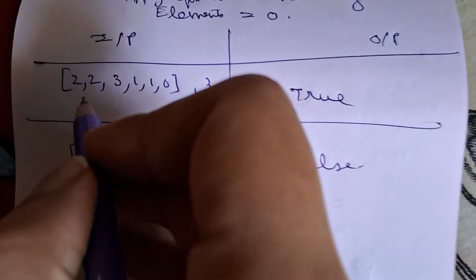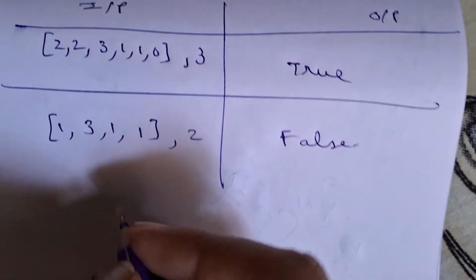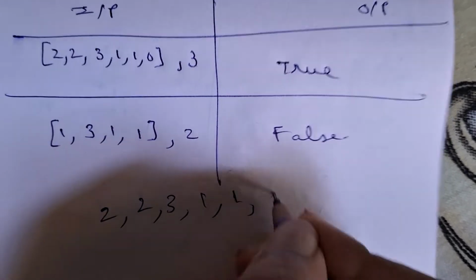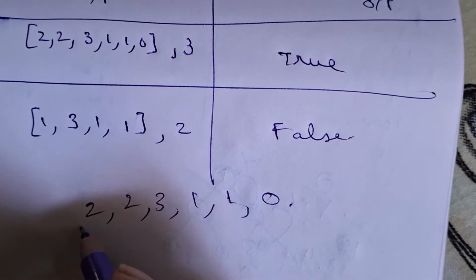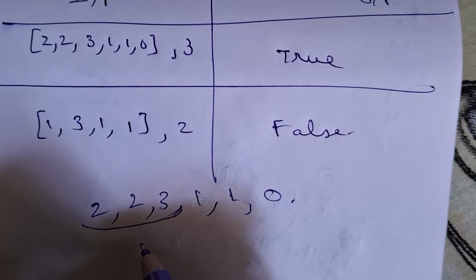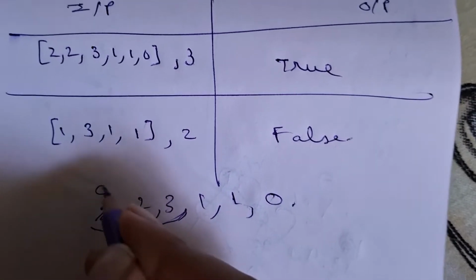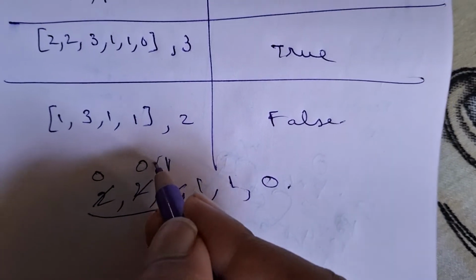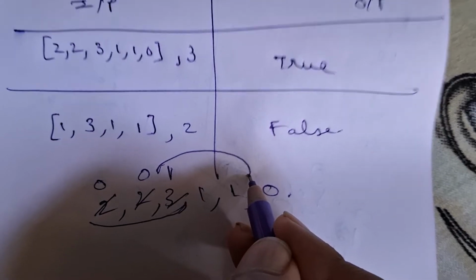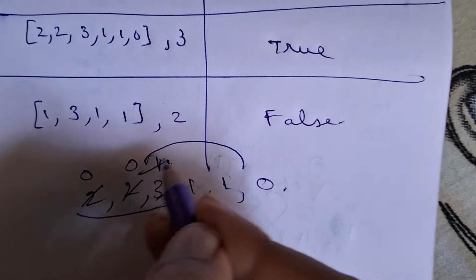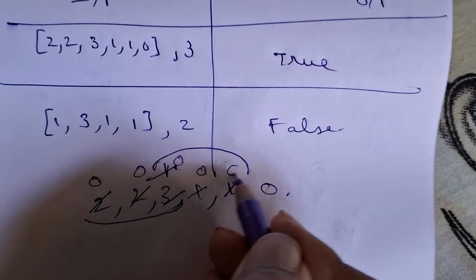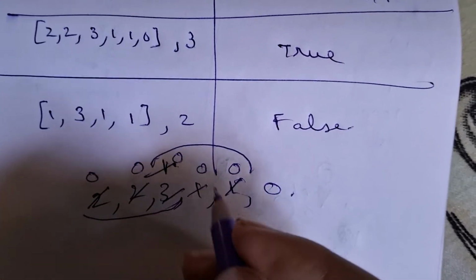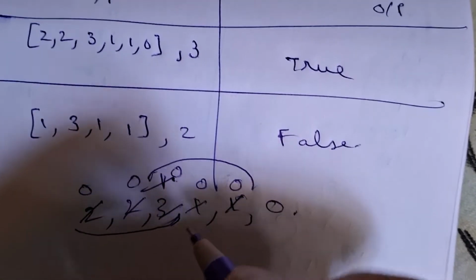Okay, so for this, let me write it down: 2 2 3 1 1 0. If you choose the first subarray and decrease 1 two times, this becomes 0, this becomes 0, and this becomes 1, right? Now for the next subarray of length k, if you decrease 1 time, this becomes 0, this becomes 0, this becomes 0, right? So we can get an array which contains only elements of 0. This is what the question demands.